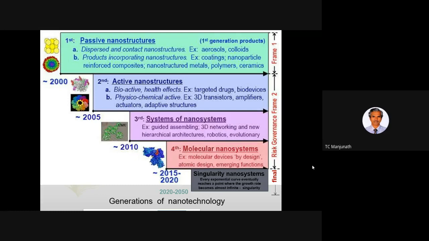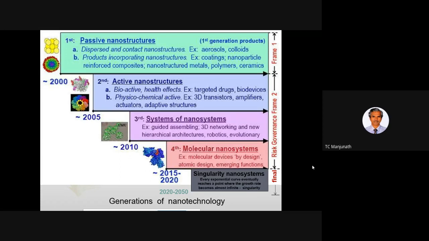This generation of nanotechnology started from the early 2000s. The first generation, second generation, third generation, the fourth generation, and the fifth generation of nanotechnology. The first generation is called the frame one, and from second to third, fourth, it's called the risk governance of the frame two. The final one is called the final risk governance.